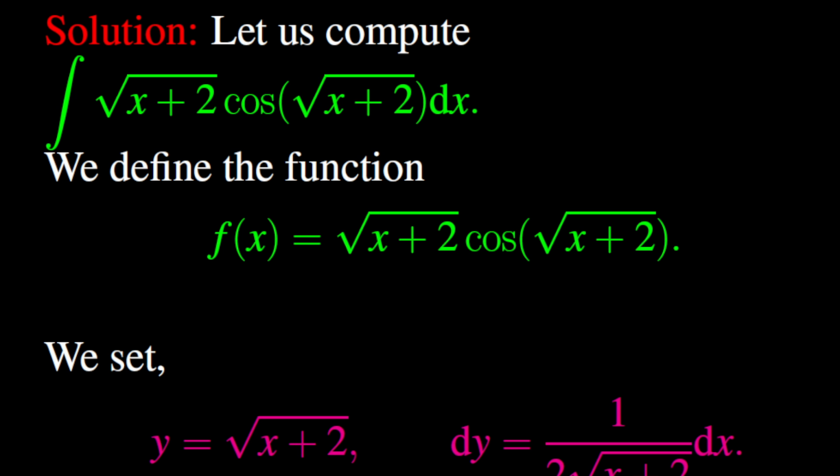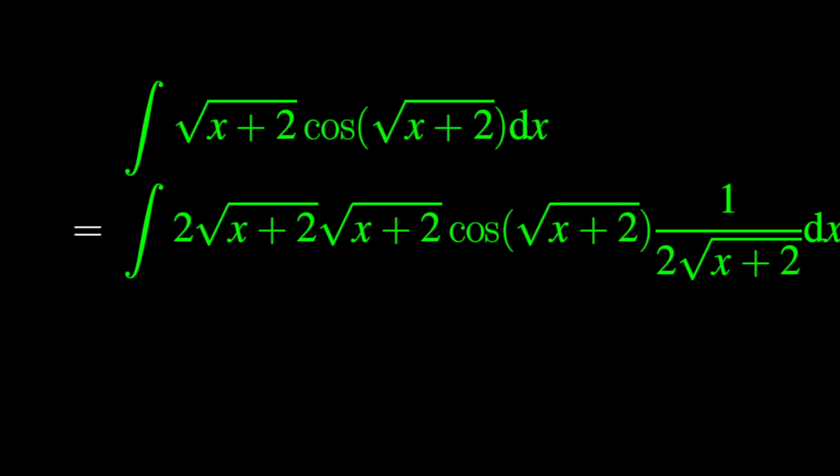So, we set y equal to square root of x plus 2 and dy should be equal to 1 over 2 times square root of x plus 2. The integral of square root of x plus 2 times cosine of square root of x plus 2 dx can be expressed as the integral of 2 times square root of x plus 2 times square root of x plus 2 times cosine of square root of x plus 2 times 1 over 2 times square root of x plus 2 dx. We can clearly see y and dy in the expression of the integral.